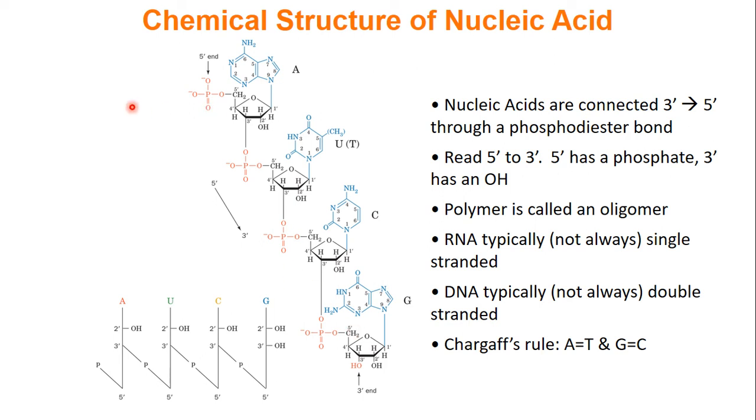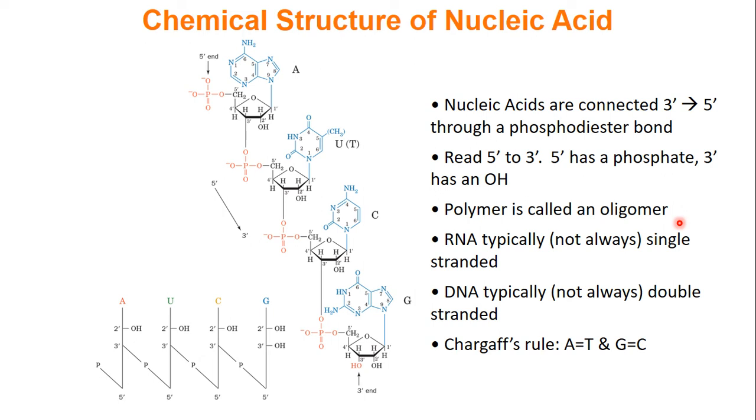And polymers of DNA and RNA are usually called oligomers. You can get more specific like I did at the beginning and say it's a tetramer because there's 4, but in general, they're going to be oligomers. RNA is typically going to be single-stranded. DNA is typically going to be double-stranded, but that's not always the case. There are cases of RNA double-stranded and DNA single-stranded.